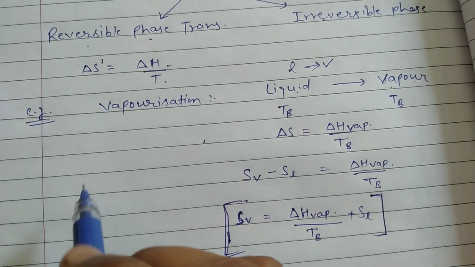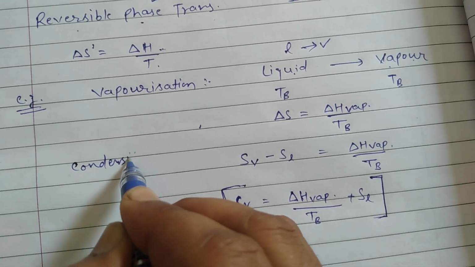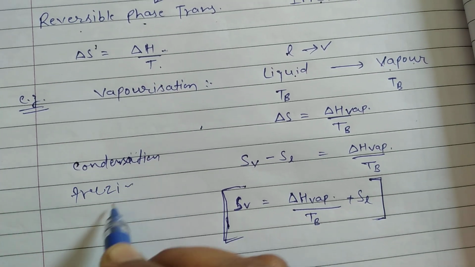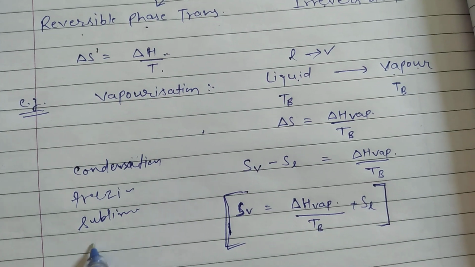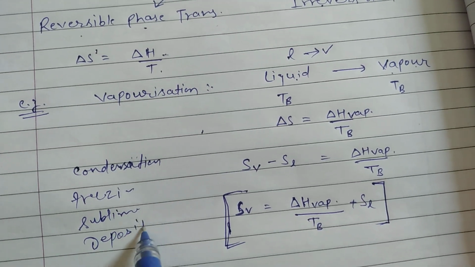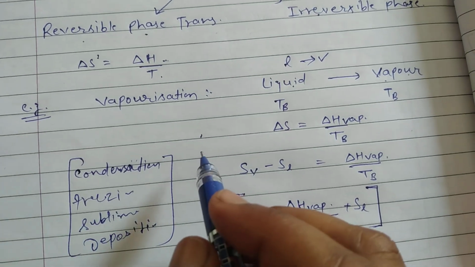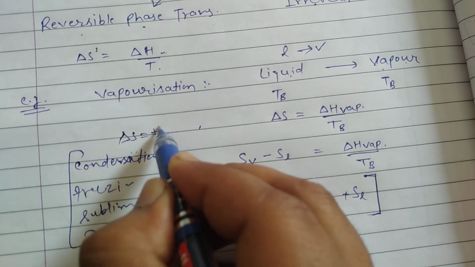Similarly, you can try for condensation, freezing, sublimation, and deposition, and see whether the delta S values will be positive or negative.